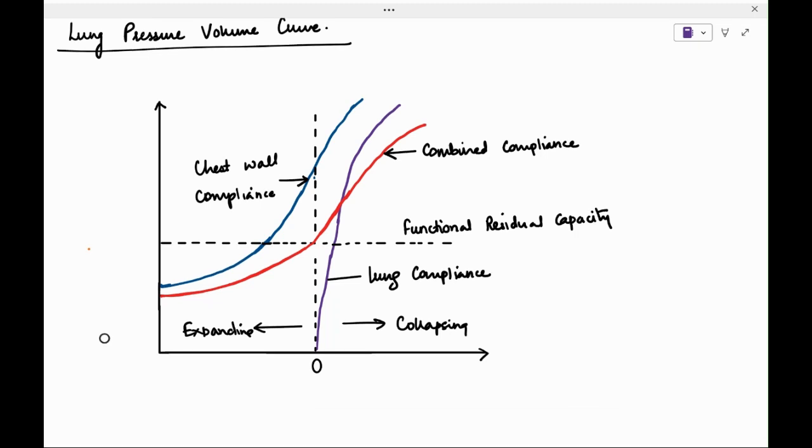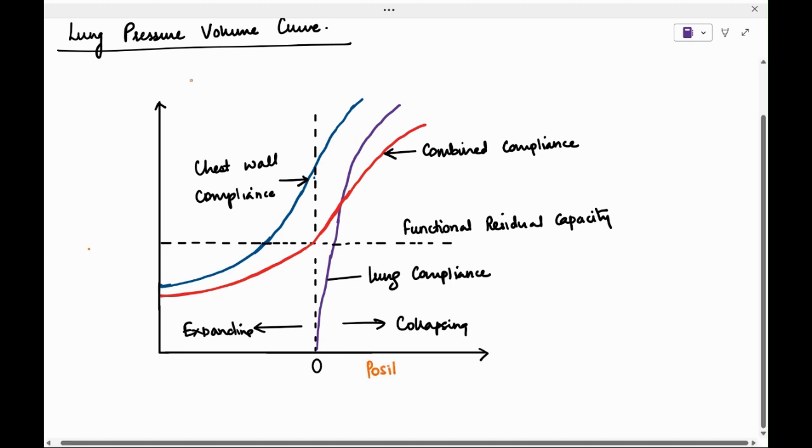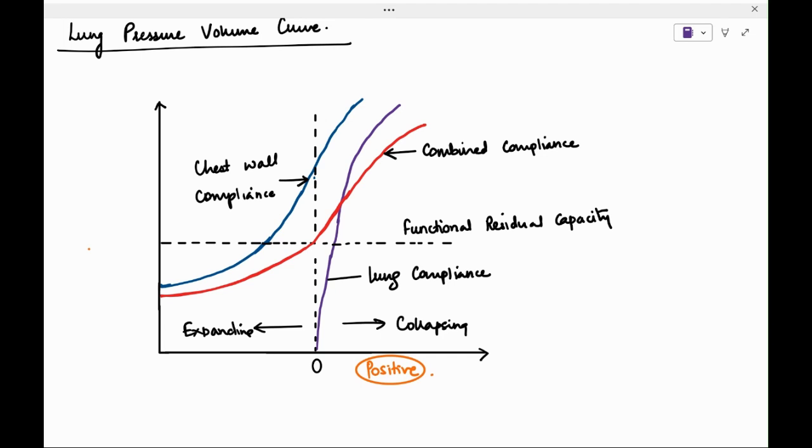I'm explaining the pressure volume curve. We have to understand two basic principles here. First, the lungs collapse at all lung volumes. So lungs have a tendency to collapse at all lung volumes. That is why the entire lung curve is in the positive region of the graph.